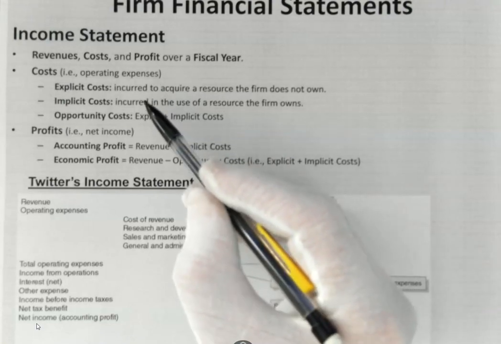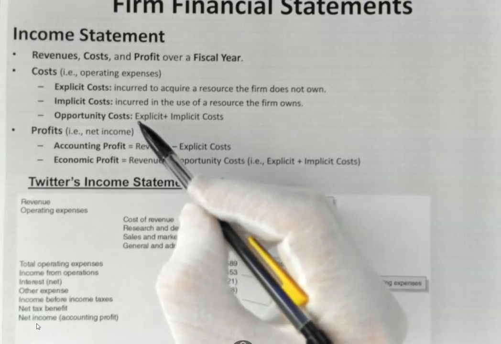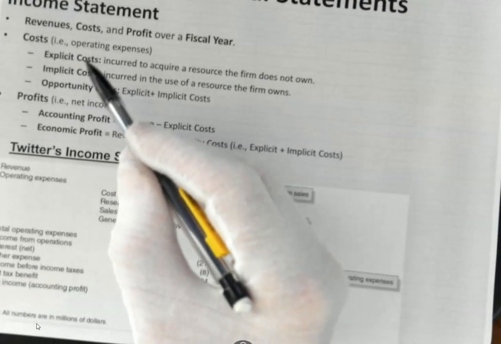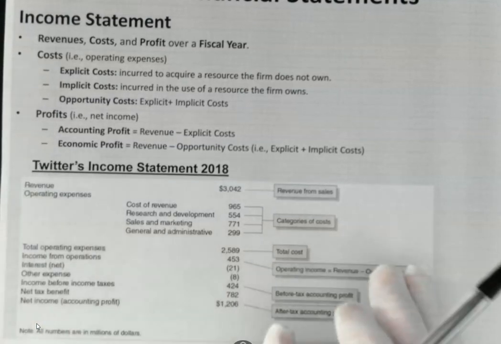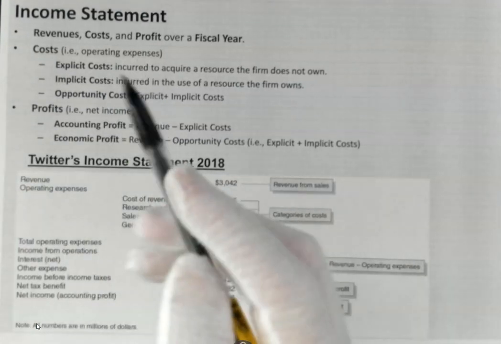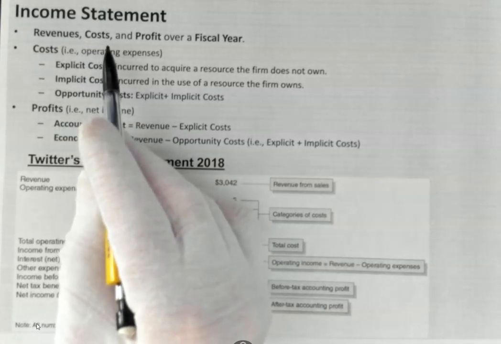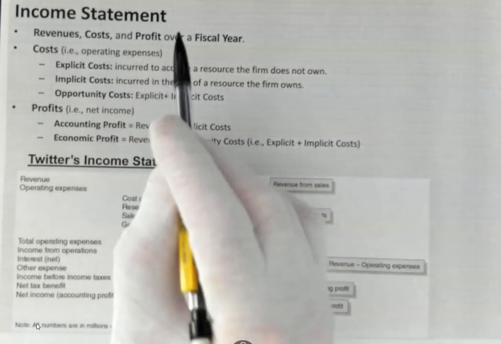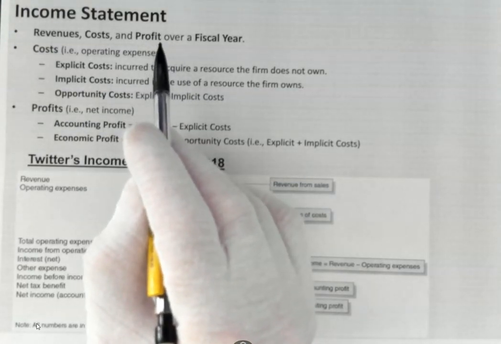If you add up explicit and implicit costs, you get the opportunity costs, and this is the only thing that matters when it comes to costs. You have to be very careful when assessing the profitability of a company because you want to make sure that you look at all revenue and you consider all costs so that you get a good sense of whether the company is profitable or not.